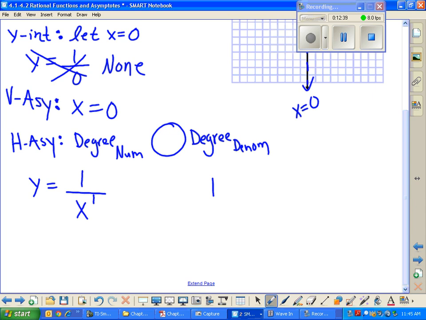The degree of the numerator, you might recall that we could attach x to the 0th power to 1, because anything raised to the power of 0 is 1. The degree of the numerator in this regard is then 0. So I need to now compare 0 to 1. 0 is less than 1. True story. Which means the degree of the numerator is less than the degree of our denominator.